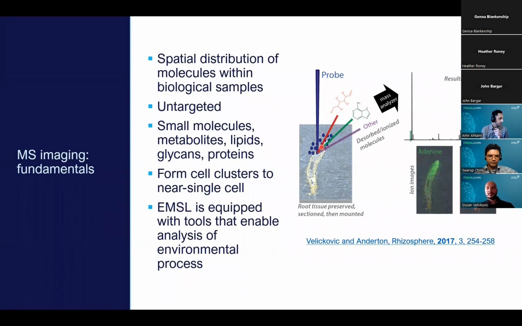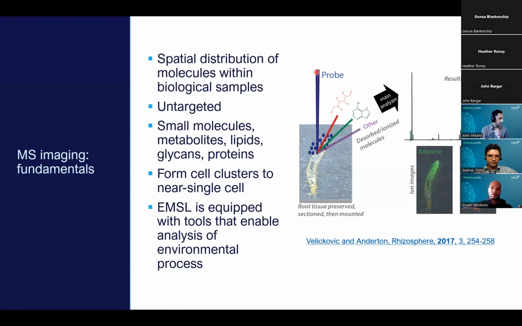It's a completely untargeted approach, so you can analyze hundreds to thousands of molecules in a single run. In EMSL, we also have capabilities that can spatially analyze the distribution of a wide range of molecules, from small metabolites up to proteins. Today, I will focus mostly on small molecules, or metabolite imaging. Depending on what spatial probe we use, the spatial resolution of analysis can be from cell clusters to near single cell level.